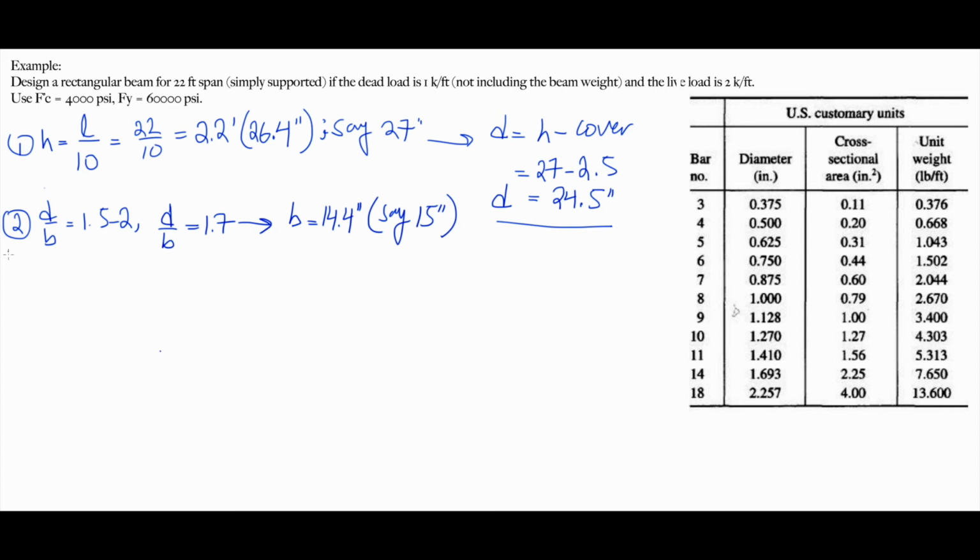We can compute the own weight. Own weight of the beam equals b times h, 15 multiplied by h. Where is h? h is 27, yes. Divided by the unit conversion, because I want it to be in feet, multiplied by 150, the unit weight of concrete. It's equal to 422 pounds per foot.